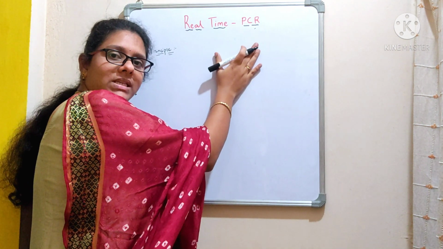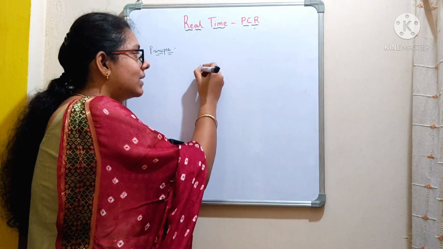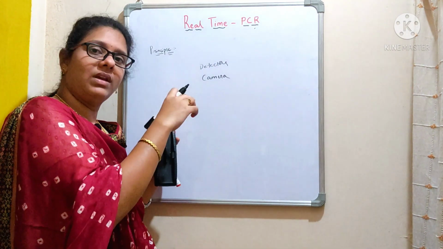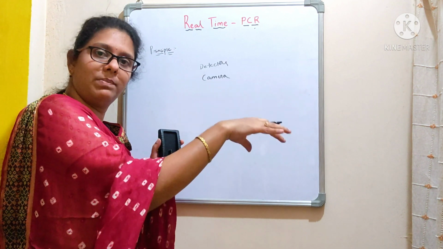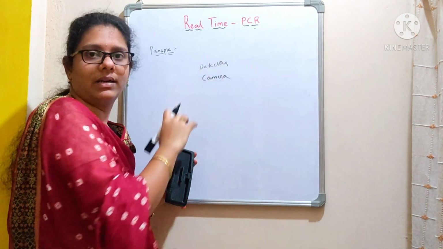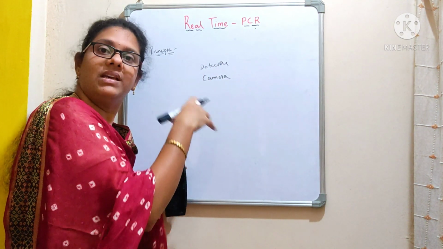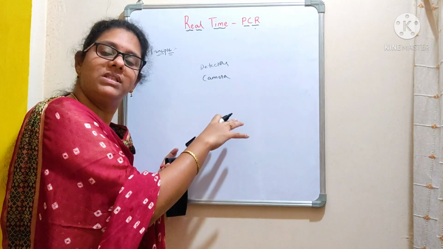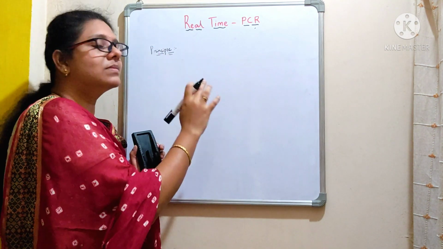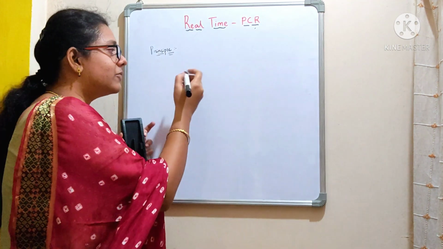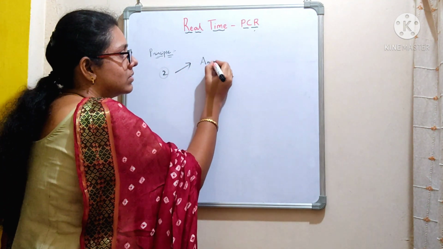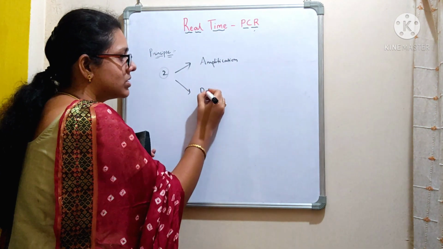Moreover, this real-time PCR machine is equipped with detectors and a camera. So once we set up the reaction and keep the reaction mixture in a PCR machine, we can watch the reaction with the help of the camera and detectors. As the gene copies increase with the reaction, the fluorescence also increases, indicating the progress of the reaction. This method of real-time PCR can be divided into two steps. The first step is amplification and the second step is detection.